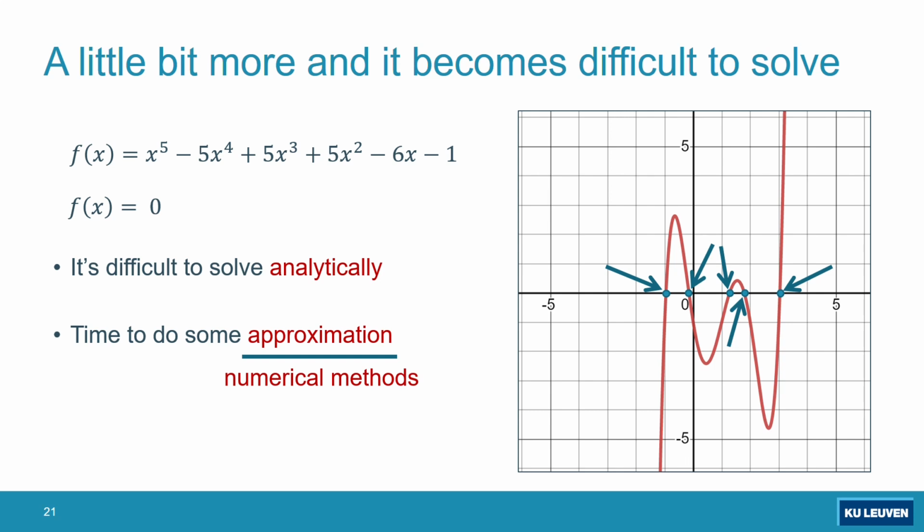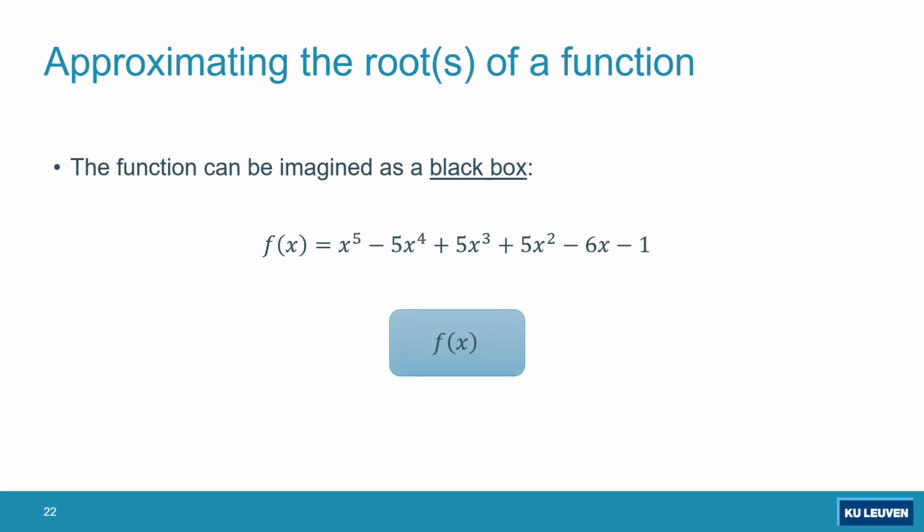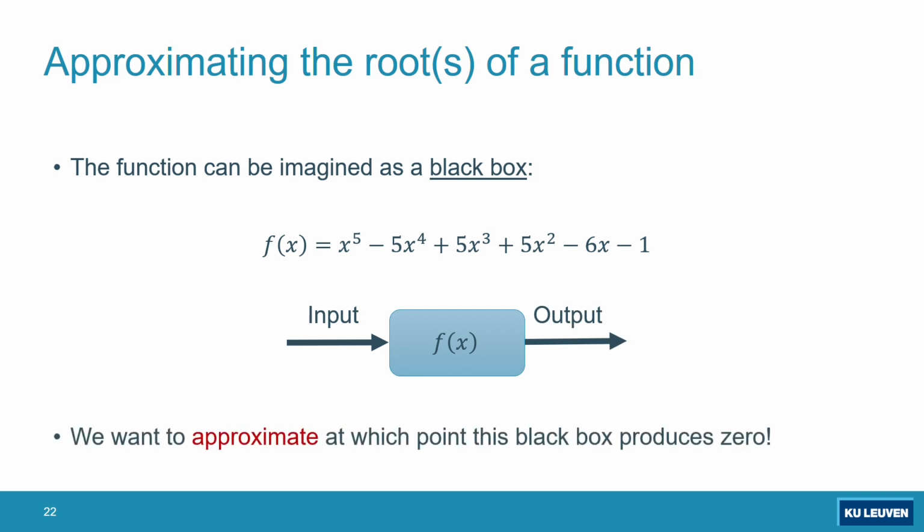But before that, let's imagine that the function is actually a black box. We have a complex function. We don't care how it works. We give it an input, like x in this case, and then, for example, we say x is 0, and then it tells us that the output is minus 1. So we have a black box, and the question is, we want to see where this black box produces 0, because we want to see the roots of that function.